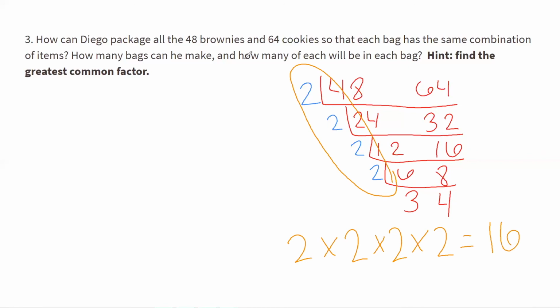In this situation, that 16 means that he can make 16 bags, and each bag has the same combination of cookies and brownies in them.